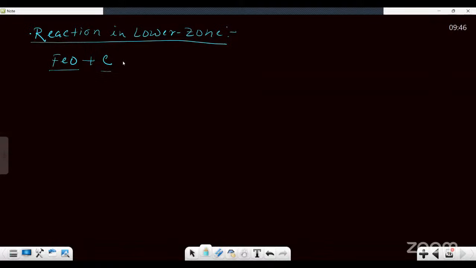So FeO plus carbon, it is getting reduced to iron plus CO, right? So this is called direct reduction. Why do I call it direct reduction? Direct reduction of FeO. Because you see, FeO is coming in contact with the carbon directly and it is getting reduced to iron plus CO, right?